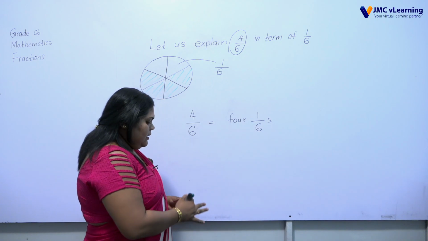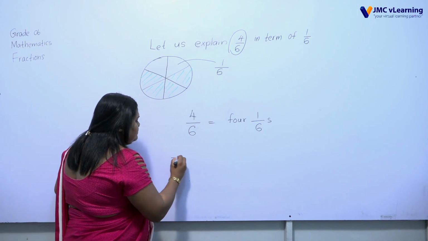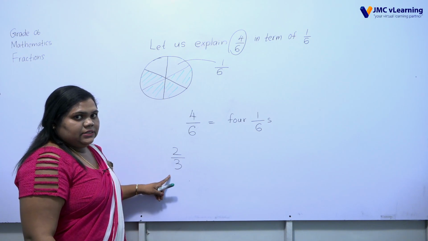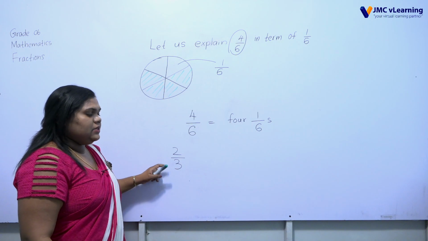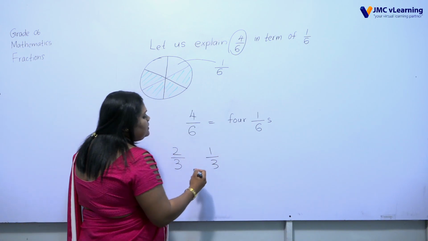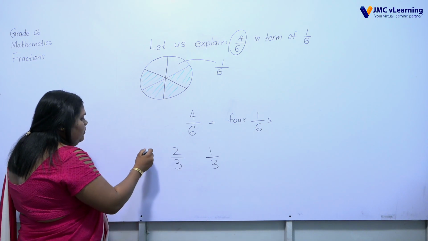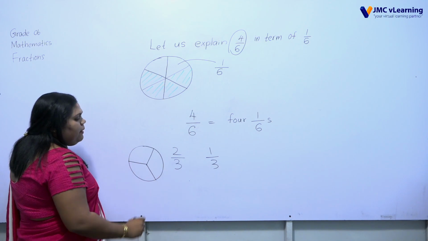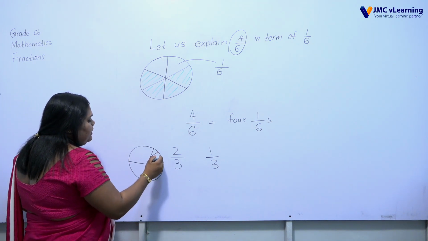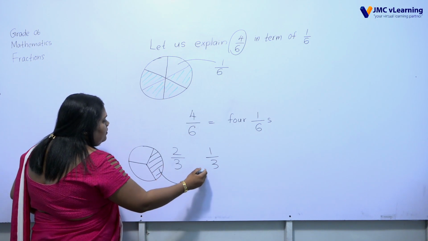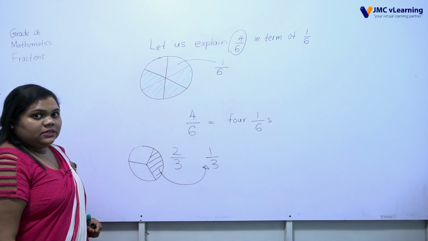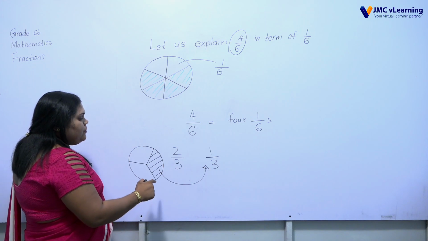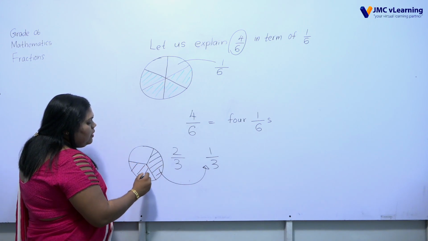Okay, I'll take another example. 2/3. What is this? Now I am going to explain this 2/3 using 1/3. Now I'll draw a circle. I want to divide this into 3 equal parts. If I color one part, I can call it 1/3. But now I want to show 2/3. It means I have to color 2 parts like this.